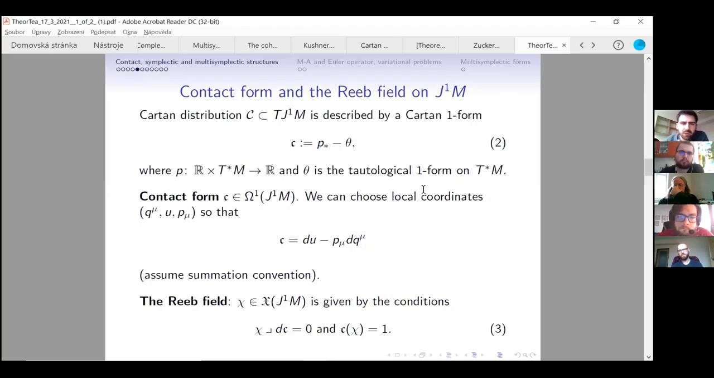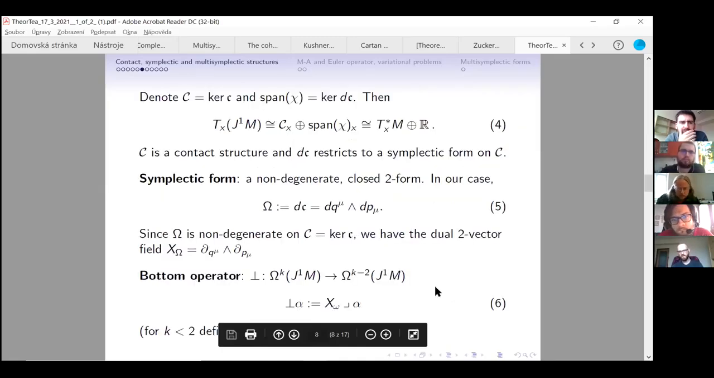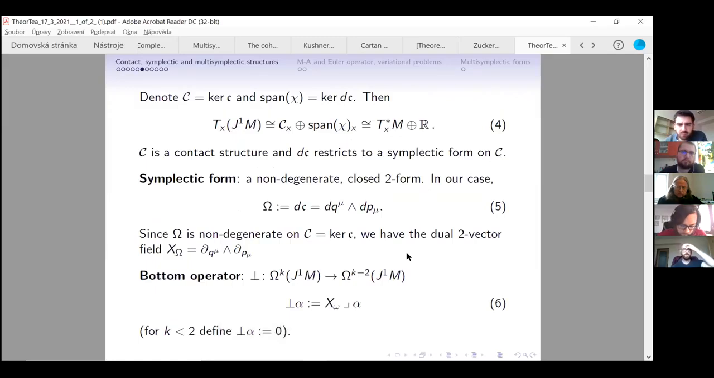Again, to obtain the symplectic form you are using the exterior derivative, a natural operator, on J1M. Although you have to restrict down to the Cartan distribution to be able to employ this symplectic calculus, because otherwise the non-degeneracy might be violated.